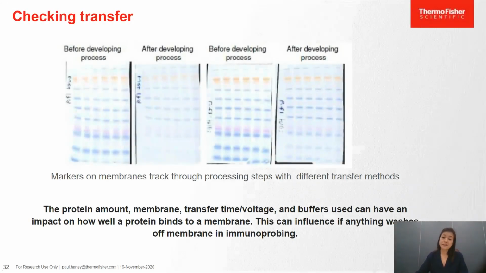So the bottom line is the protein amount, membrane, transfer time and voltage, and buffers used can have an impact on how well a protein binds to a membrane. This can influence if anything washes off the membrane in immunoprobing. Our iBlot 2 fast dry transfer system has optimized protocols to ensure the most efficient transfer of your molecular weights of interest without overtransfer.